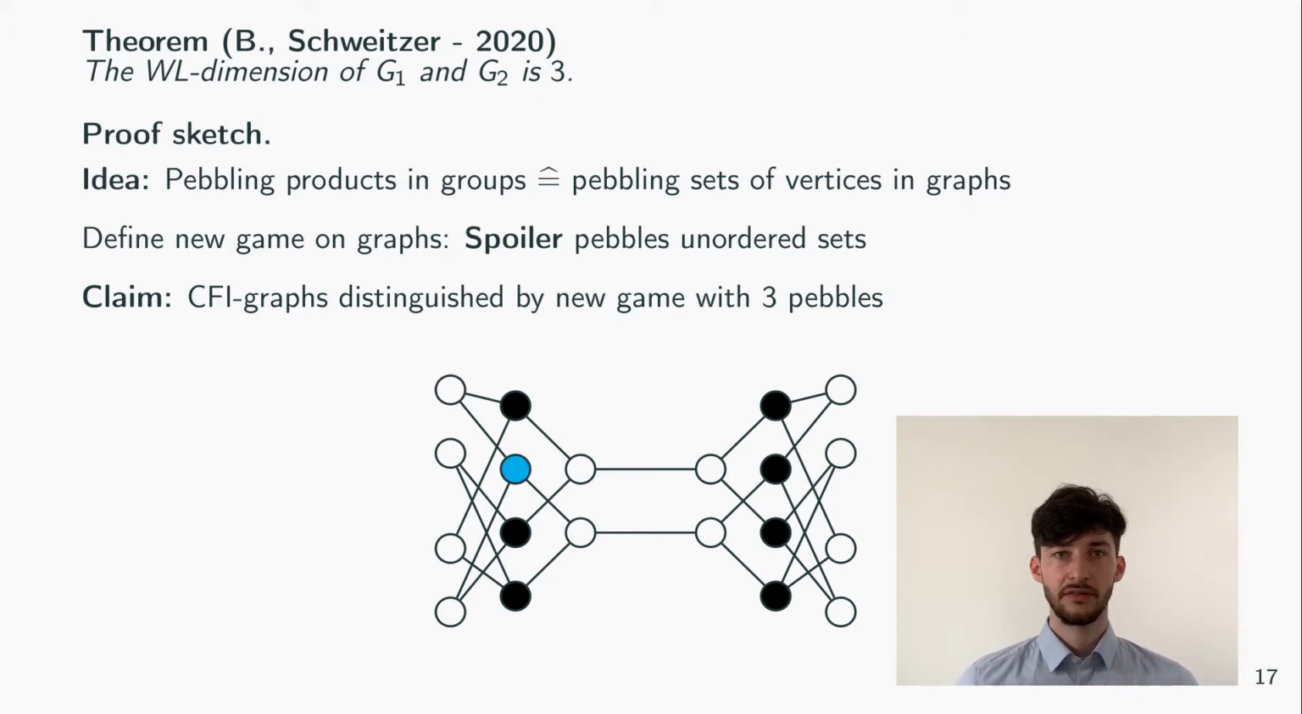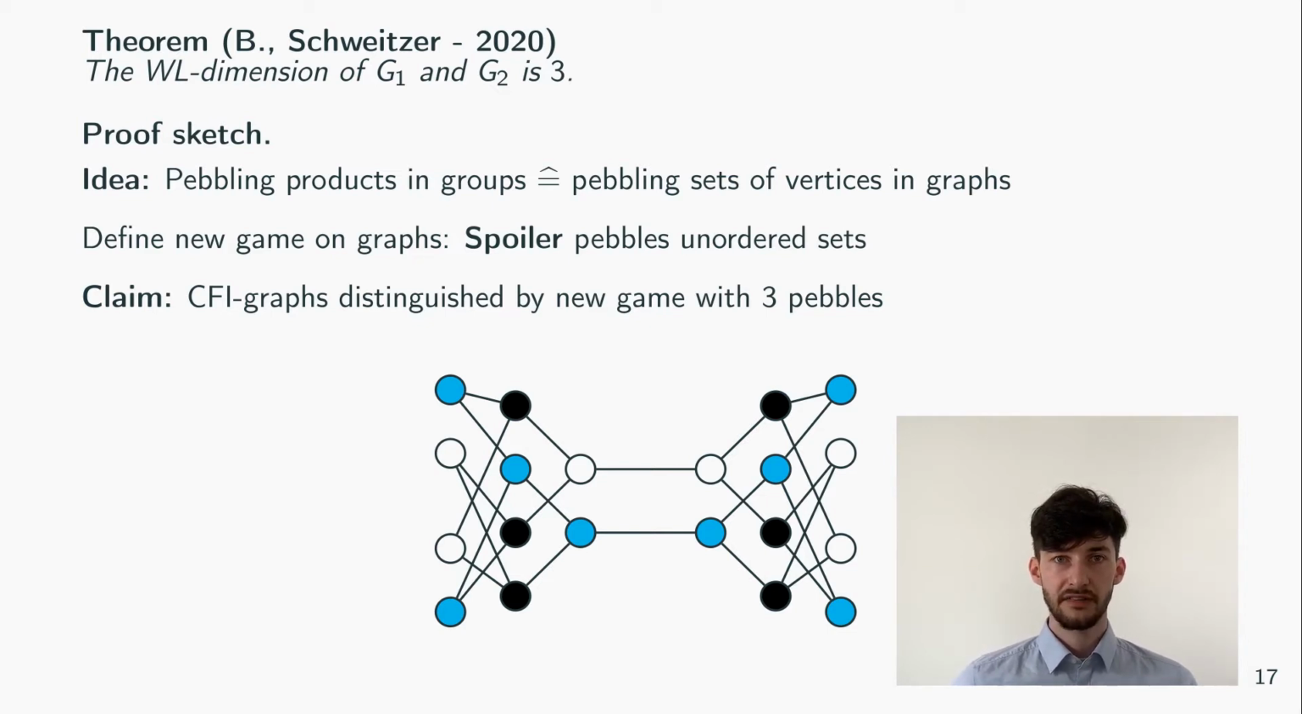So first of all, we choose 1 inner vertex for each gadget. And then we choose every outer vertex in the same gadget attached to it, like this. And we do this for every gadget. And then we obtain a set of blue vertices. And spoiler will put a pebble on this whole set of vertices. And now duplicator basically has to answer with a set which looks structurally the same. So otherwise spoiler can find this out.